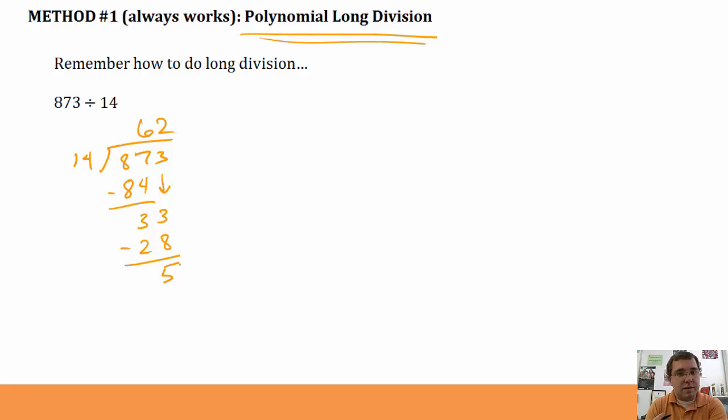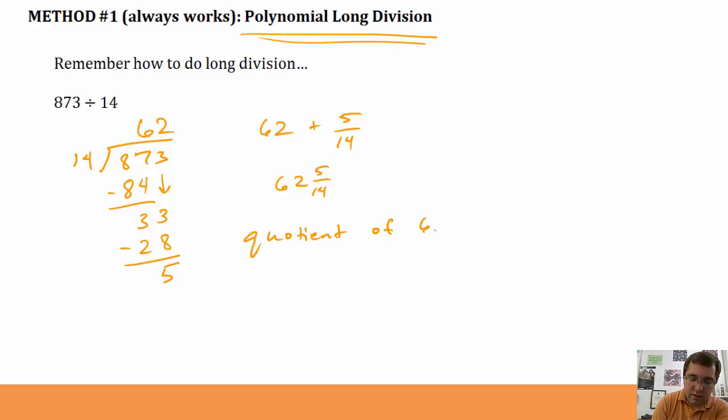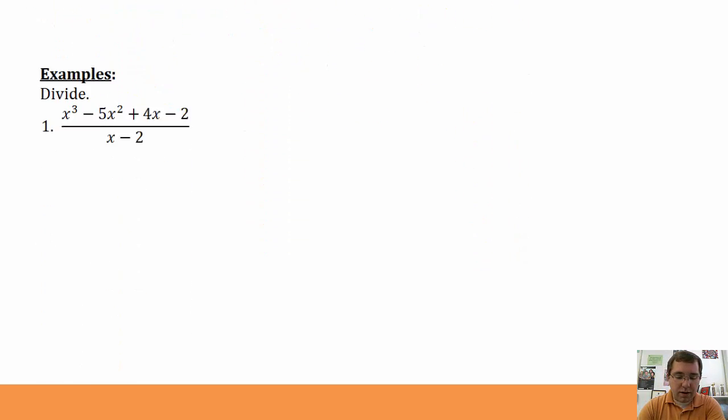Now we could bring down decimals and we could keep going, or we could declare this equal to 62 plus 5 over 14, or the mixed number 62 and 5/14. So it would be a quotient of 62 with a remainder of 5, the number you're left with all the way at the bottom. That's the same idea that we're going to use in dividing polynomials.